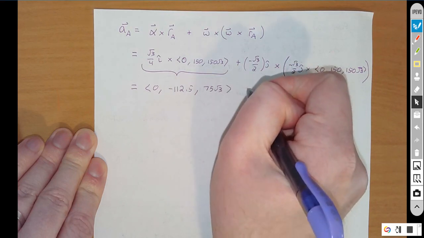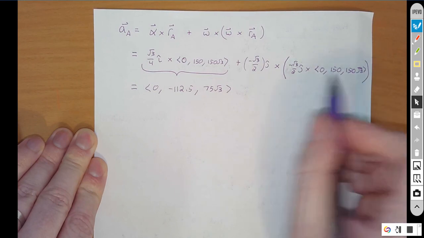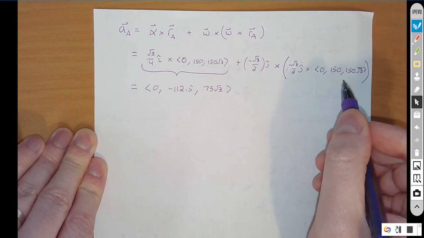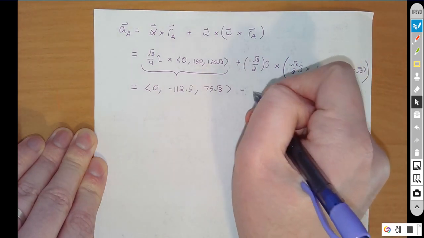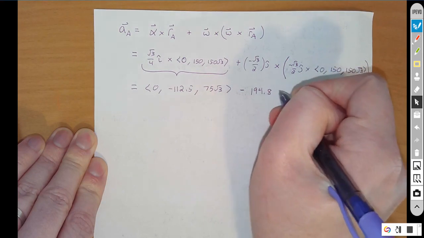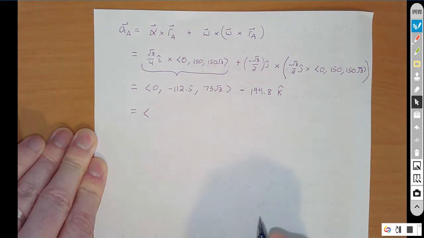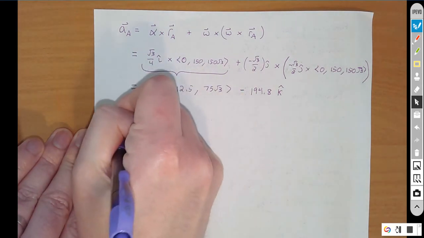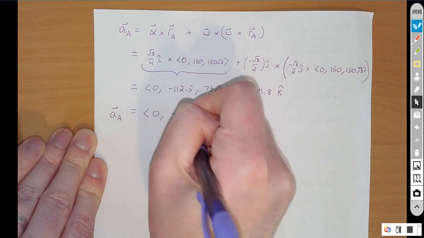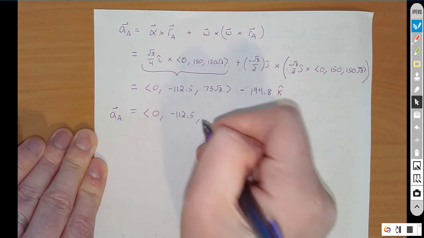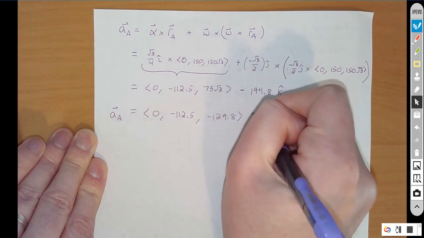And then you're going to find out that this stuff, make sure you do this, remember, do this cross product, then do the next cross product, and do not use negative omega squared r, will come out to just be a negative 194.8 k hat is what you'll get out of this. When you put all that together, you will get that the acceleration of A is a 0, a negative 112.5, and then you're going to put these two terms together, and you're going to get a total of negative 129.8. And this will be millimeters per second squared.